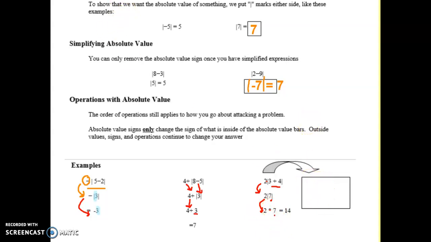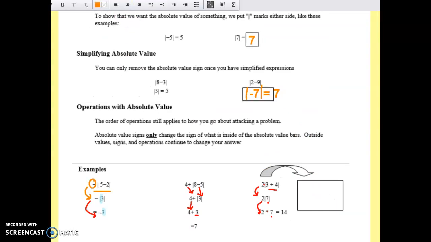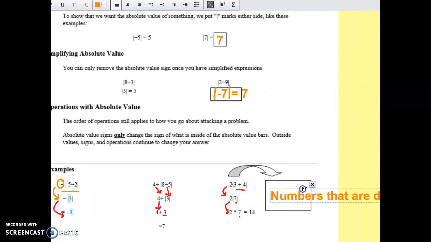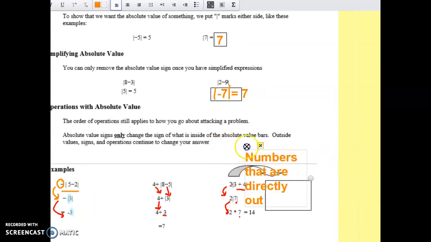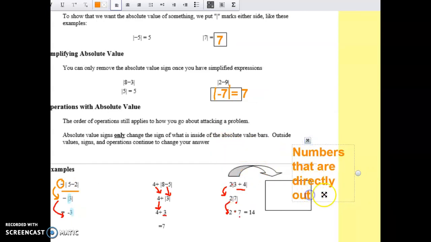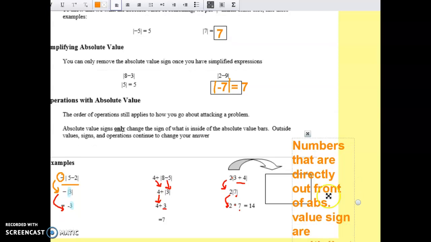So this box here, I was looking at just as a helpful hint: numbers that are directly out front of an absolute value sign mean multiplication.